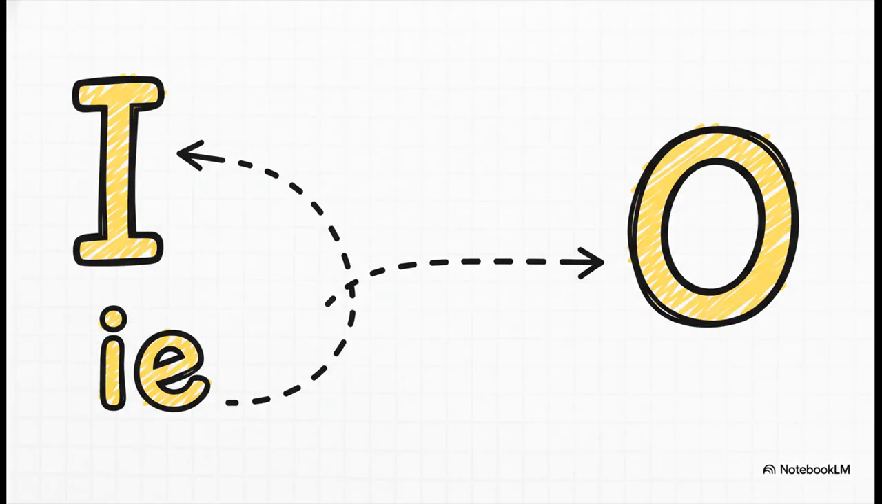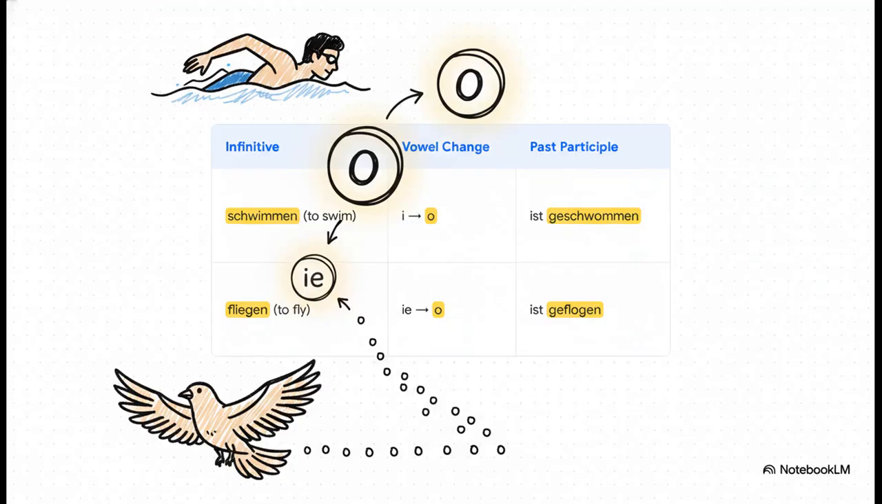And for our last pattern in the shapeshifter group, we've got a cool one. We're looking at both the short I sounds and the long E sounds, and they both transform into an O sound in the past. Check it out. Schwimmen, with that short I, becomes ist geschwommen, and fliegen, with its long E sound, becomes ist geflogen. So short I or long E doesn't matter. They both land on O. Once you see that pattern, it really starts to stick.